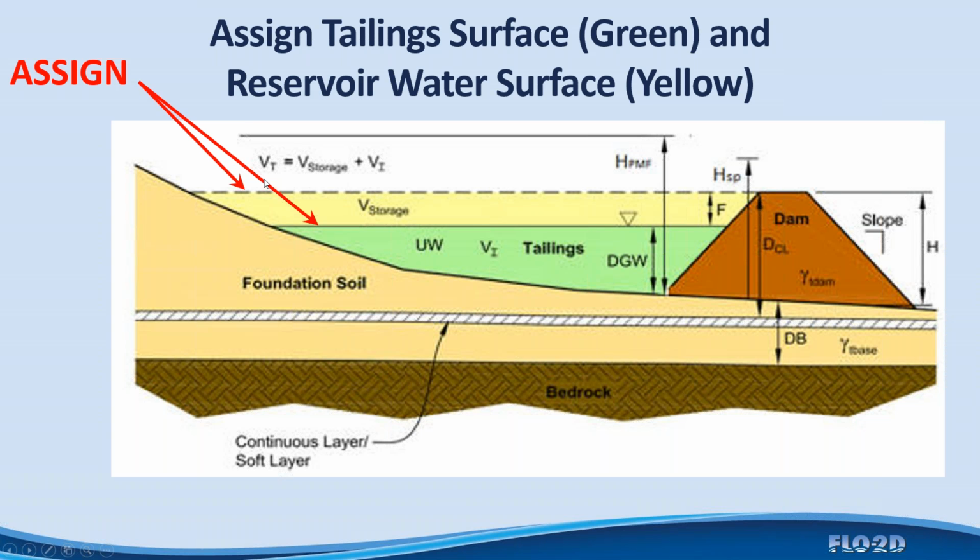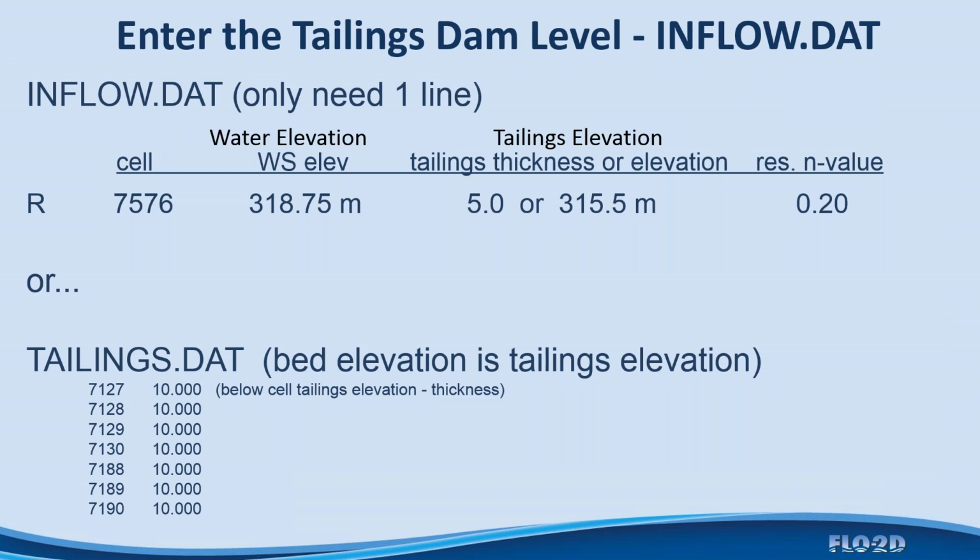Well, you want to assign two things. One is you want to assign the starting water storage, which is this yellow line here, and assign the starting tailings dam storage elevation here, because the bedrock elevation is known. And then this is just the dam elevation and so forth, which you'll assign either with the levy.data file or the breach.data file. So the tailings dam level inflow database requires only one line in order to do this.